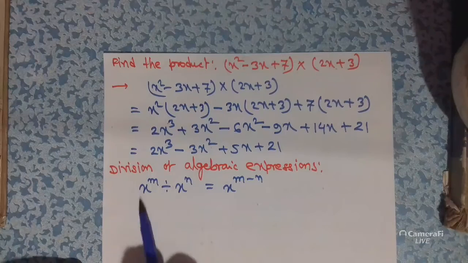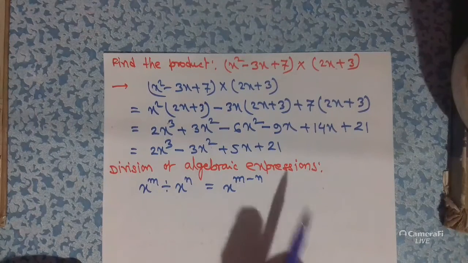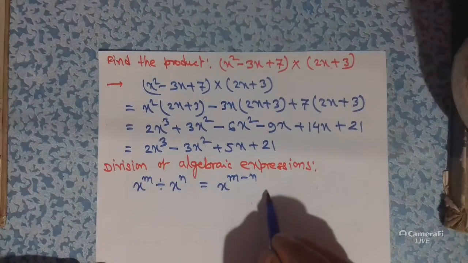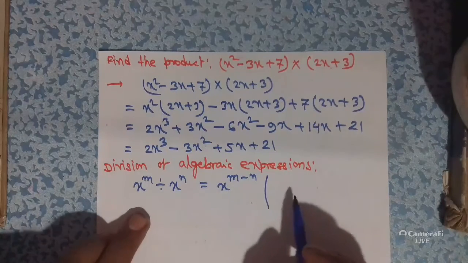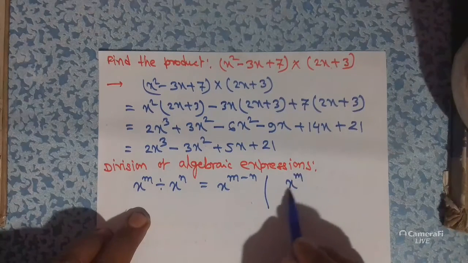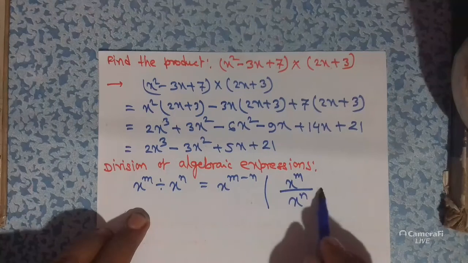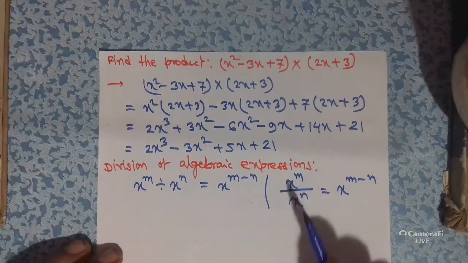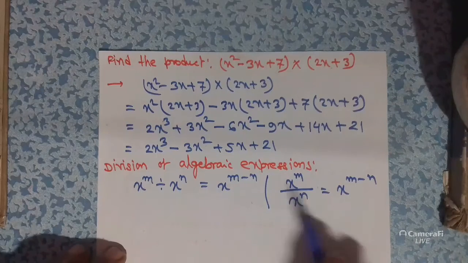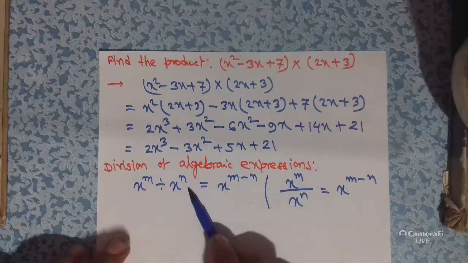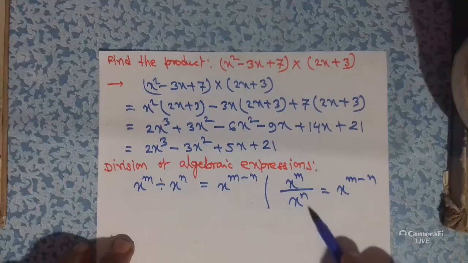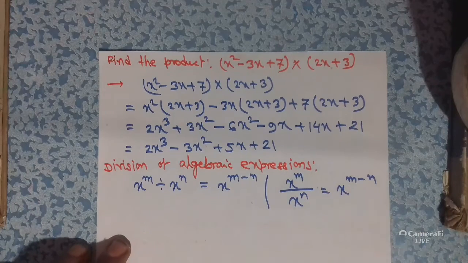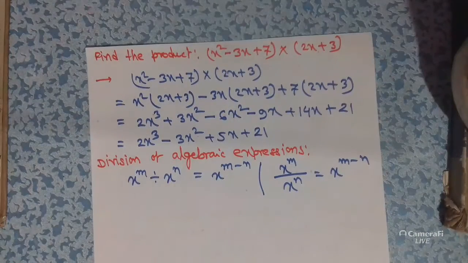Okay, so then we can write x to the power m minus n, and sometimes it will be written like this, that x to the power m by x to the power n is also equals to x to the power m minus n. So x to the power m by x to the power n means x to the power m divided by x to the power n. Now I am going to show you an example of how to use this formula.